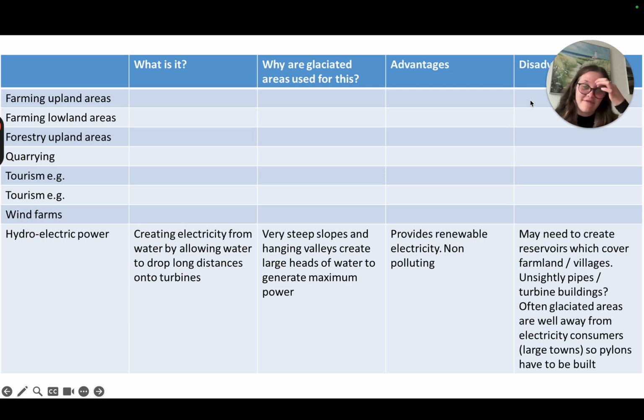So you can fill in this table. This one is done for you. So hydroelectric power is creating electricity from water, allowing water to drop long distances onto turbines to make them turn, and we get electricity from them.